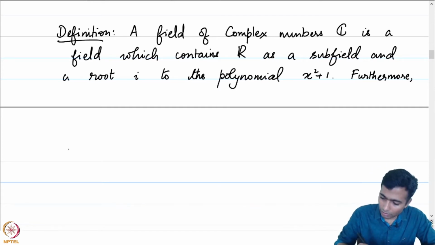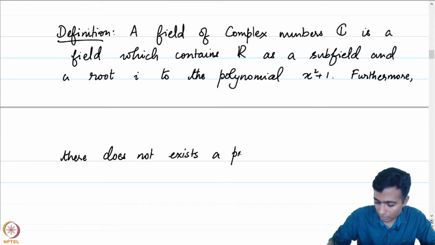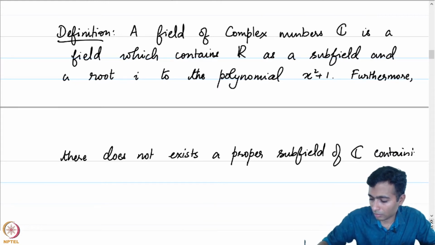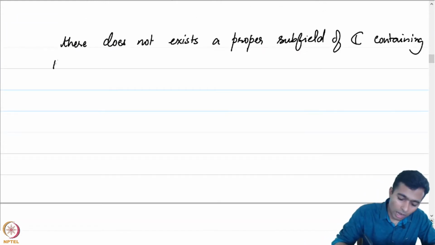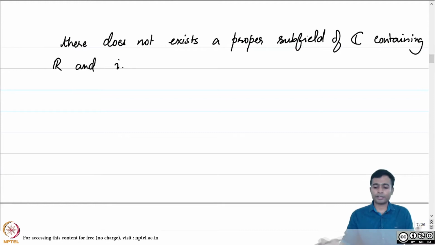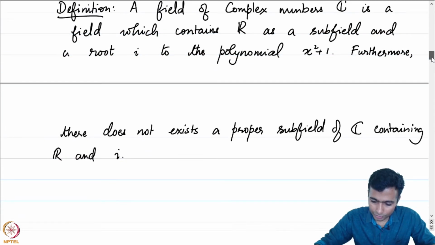Rephrasing it, there does not exist a proper subfield of C containing R and I. When put differently, this says that C is generated by R and I. Or if you have C prime, a subfield of C which contains R and I, then C prime should necessarily be equal to C.